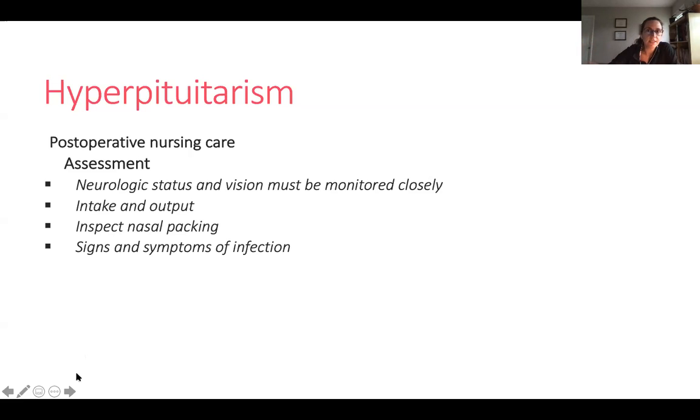Because if they're having a CSF leak, that is going to affect their intracranial pressure. That's the halo effect, yes, that is correct. Because the drainage on the dressing will have a little halo around it, a little circle.